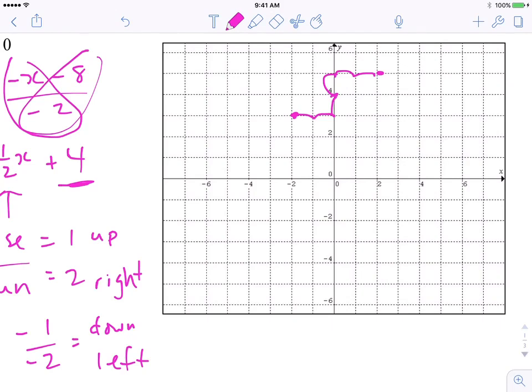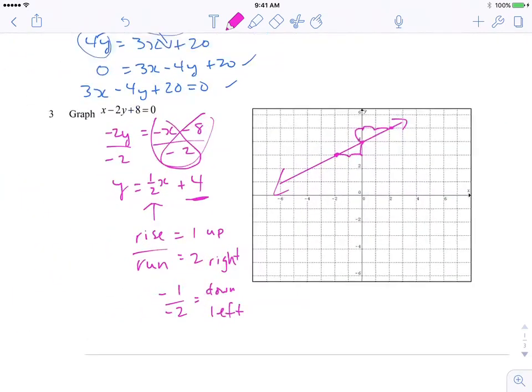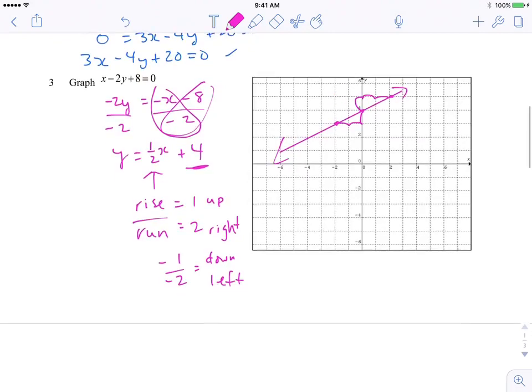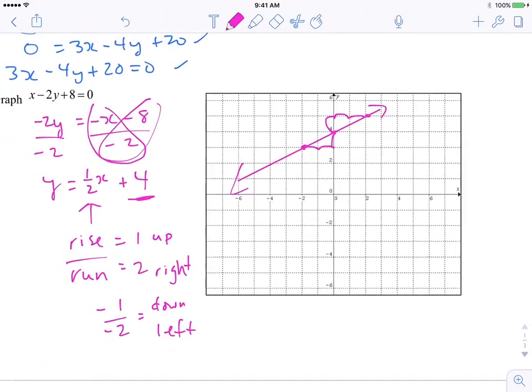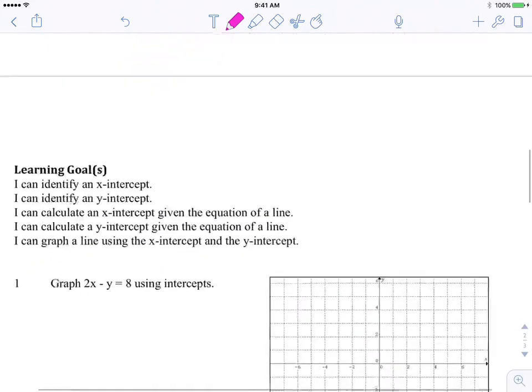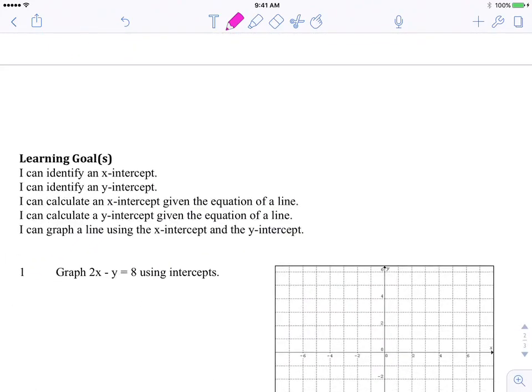But we're still on the same line. Okay, and there we go. That's our line. So again, we started at 4, up 1, right 2, or down 1, left 2. Just depends where you want to draw the line, to the right or the left.